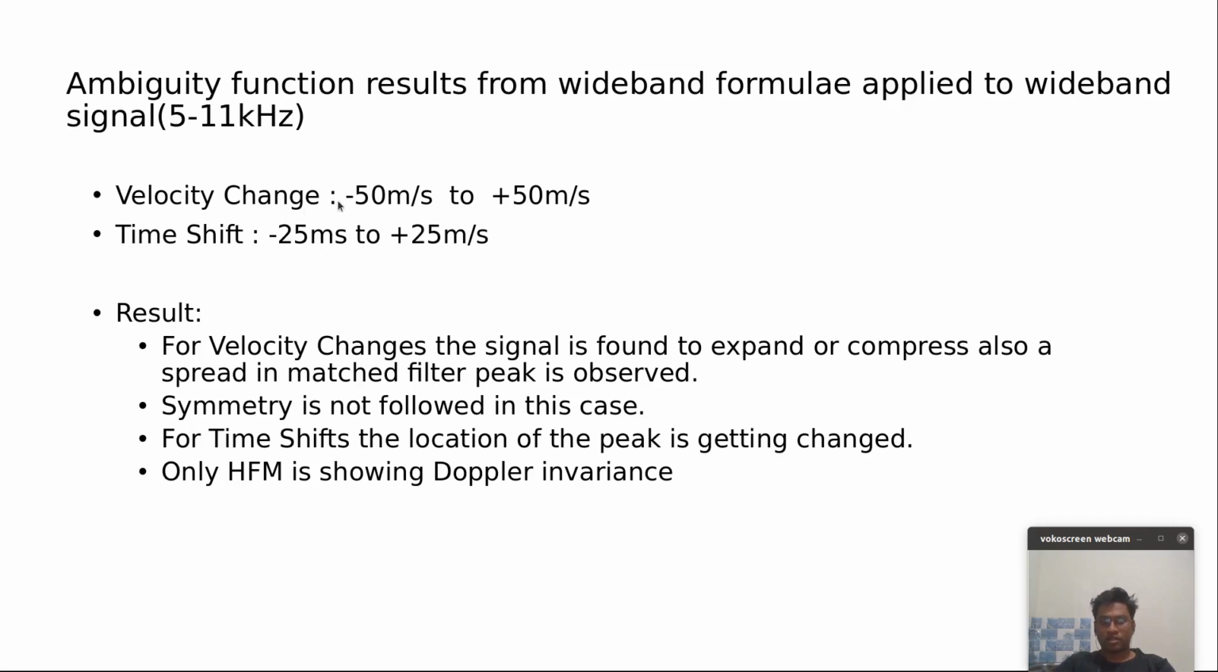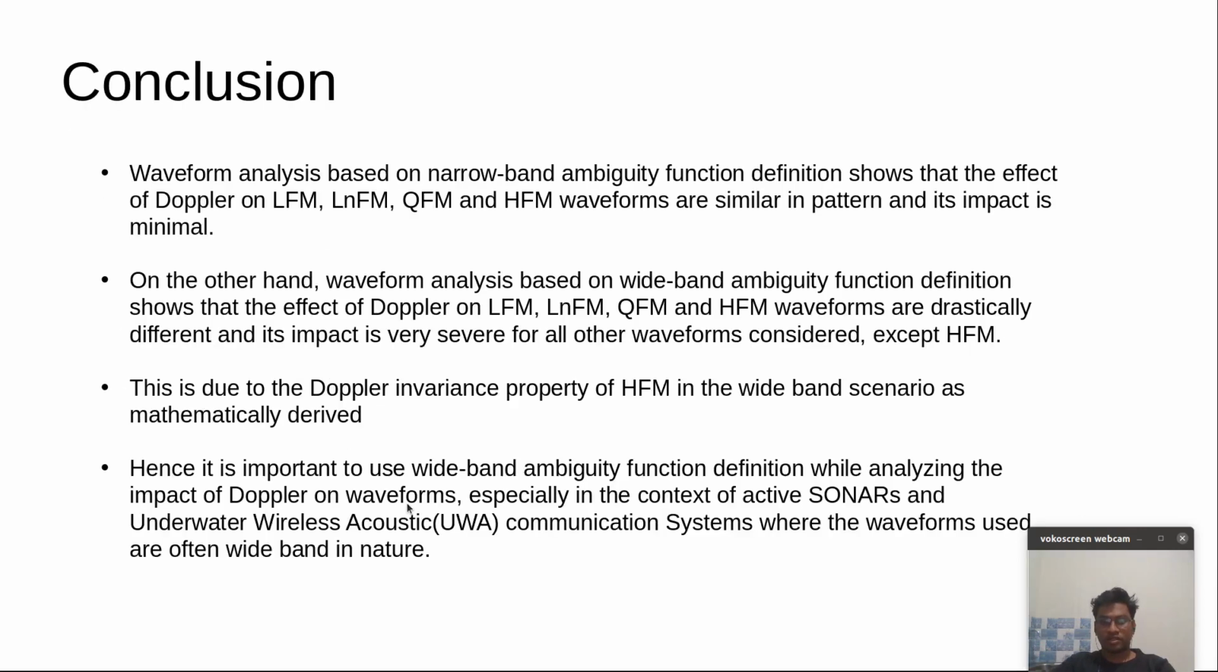These are the velocity change. We change the velocity from -50 meter per seconds to +50 meter per seconds, and the time shift is from -25 milliseconds to +25 milliseconds. So these are the results we observed from the plots what we got. For velocity changes, the signal is found to expand or compress. Also, a spread in the matched filter peak is observed. Symmetry is not followed in this case. For time shift, the location of the peak is getting changed, but for frequency shifts, what we observed is this peak is getting spread out, and only HFM is showing Doppler invariance in this case.